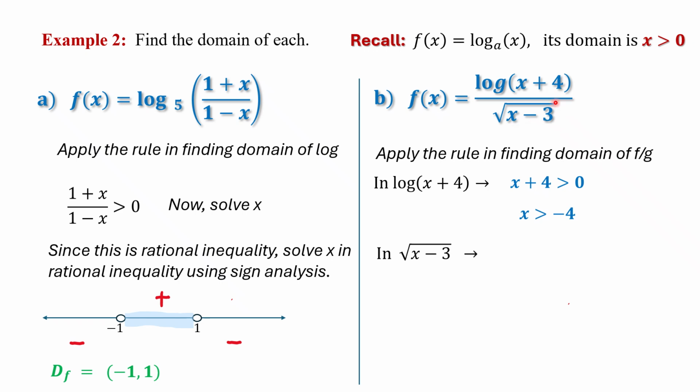But since this square root is in the denominator, meaning we have to remove the 0. So it means we will set x minus 3 to be greater than 0. Solving for x, x is greater than 3.